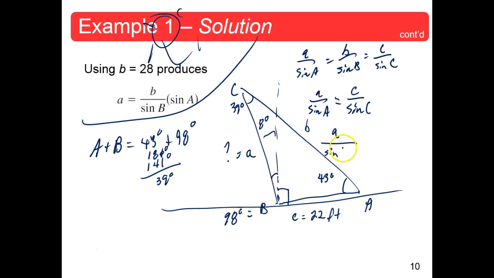The sine of 43 degrees, and that's equal to side C, 22 feet, over the sine of 39 degrees. Okay, feel like a dentist. How can we go from here?